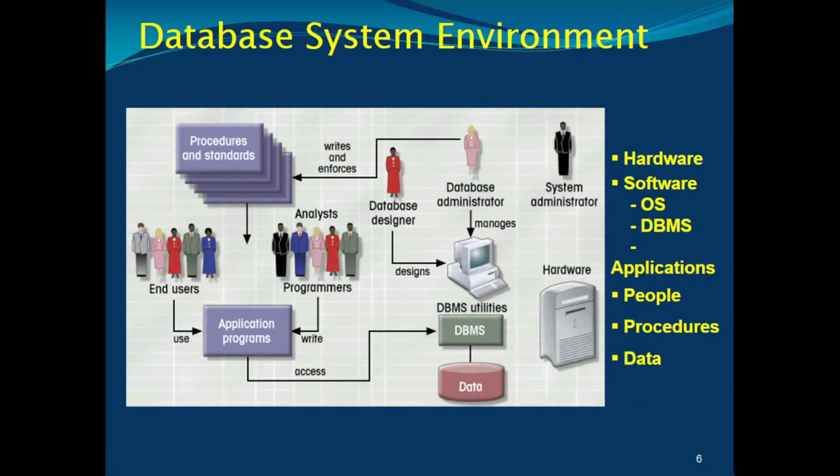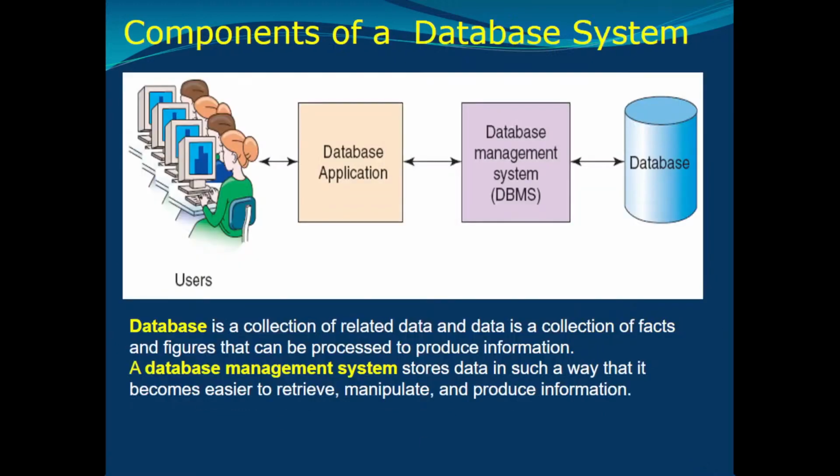Look at this slide. The database system environment is shown here, which includes hardware and software. We have two types of software: the operating system and the database management system. And the applications are people, procedures, and data. The components of a database system are shown on this slide.